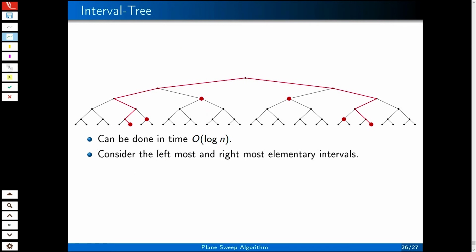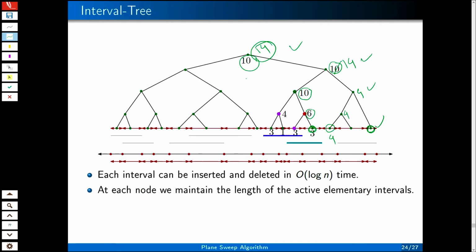Where did I get these values? These are the endpoints of all rectangles which may come in future. I know these points, that's why I am able to create the elementary intervals. That's how I have created the tree. If I don't know this, I cannot proceed. So in that sense, this is not truly a dynamic data structure. But it's still useful and you can make modifications and try to solve many other problems.